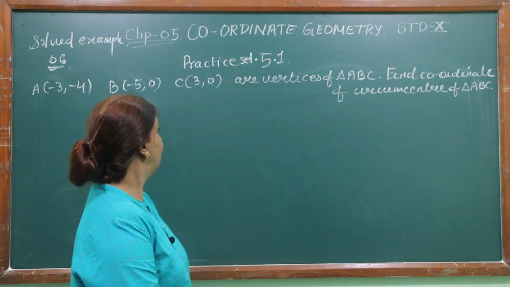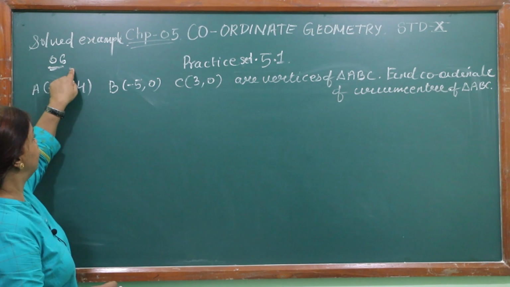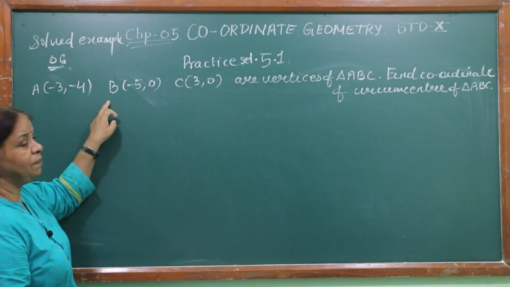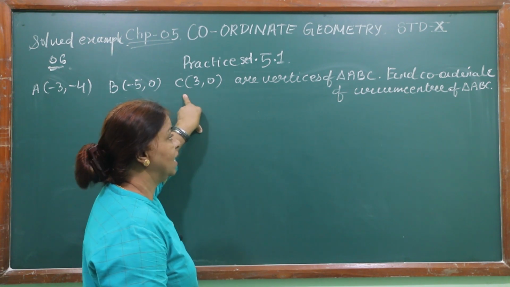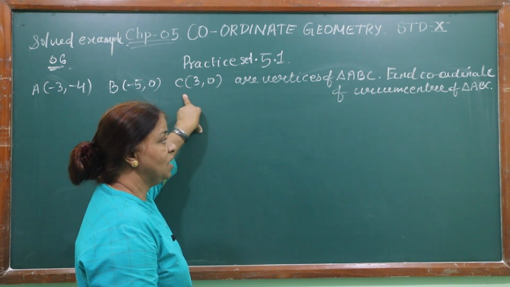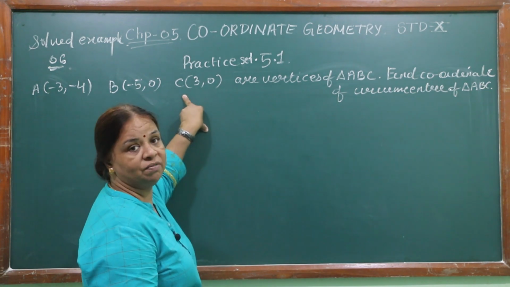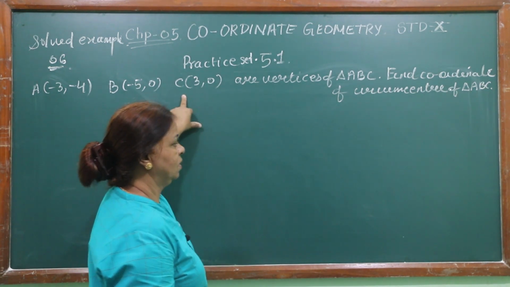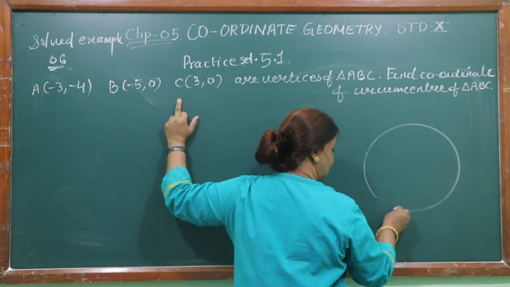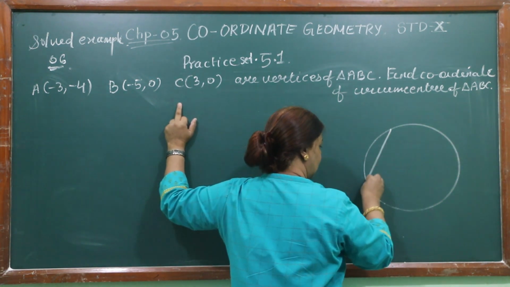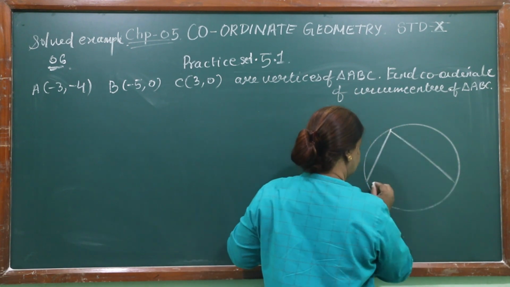Okay, so now we will move to solved example 6, in which the coordinates A, B and C are given, and they are the vertices of triangle ABC. We have to find the coordinates of the circumcenter. Now circumcenter means there is a circle and there is a triangle.